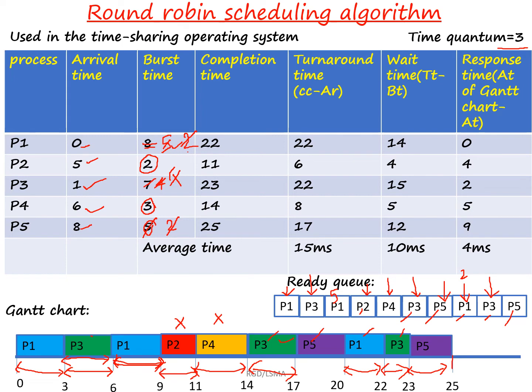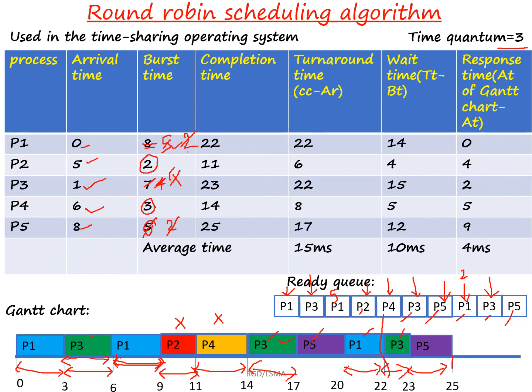If you take the completion time for the P1 process, you can see it in the Gantt chart. The P1 process executed from 0 to 3, then 6 to 9, and finally it executed from 20 to 22. The completion time means how much time each process takes to complete its execution. So the P1 process completed its execution at the value of 22.